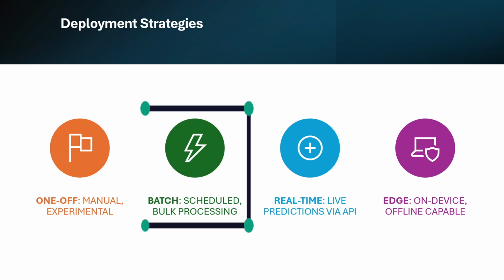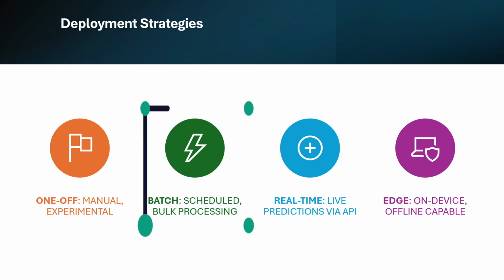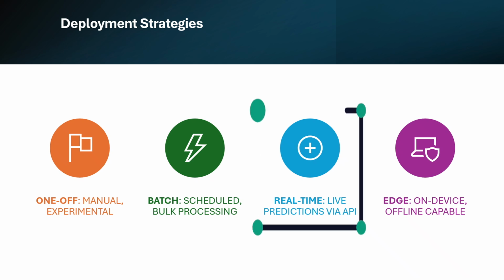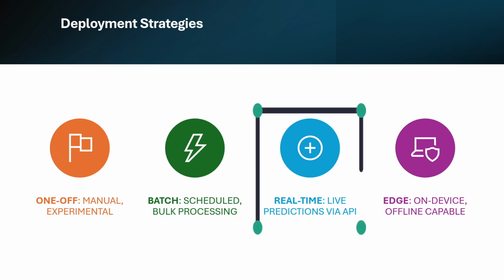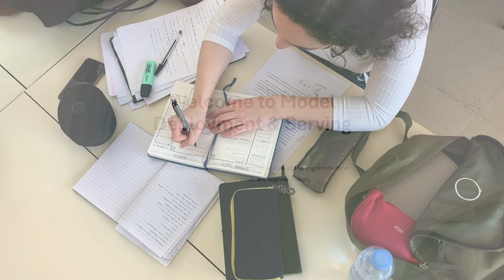The next up is batch deployment. It is your classic scheduled job. You process data in chunks, maybe every night or every hour. It's perfect for things like churn prediction or fraud detection, where you don't need instant results. The third one is real time deployment, and it is where things get exciting. Your model responds instantly to API calls, powering chatbots, recommendation engines, and personalization systems, but it comes with responsibilities, to name a few, low latency, high uptime, and solid monitoring.